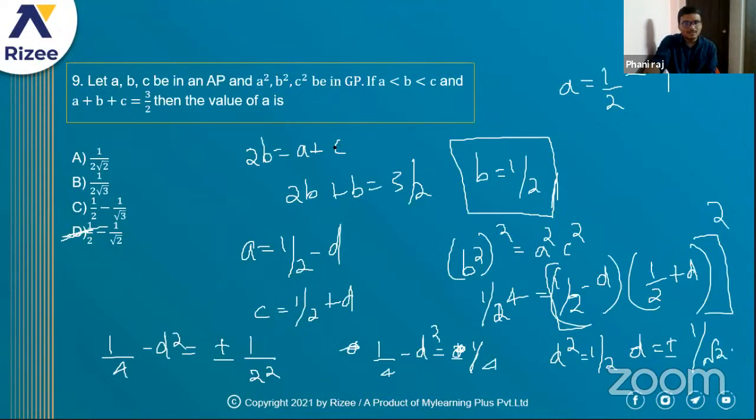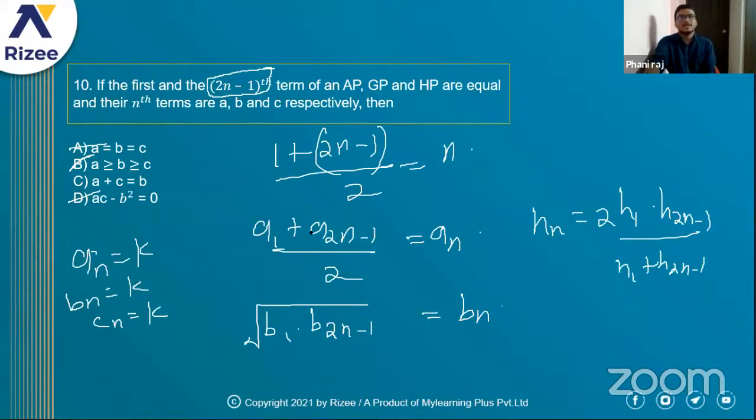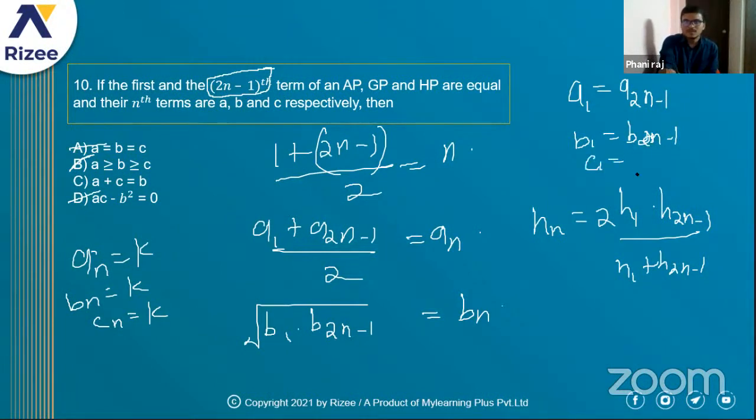How is A correct? You see, A1 equals B1 equals H1, right? If the first and 2n minus 1 terms of AP, GP, HP are equal, that means A1 equals A2n minus 1 and B1 equals B2n minus 1, C1 equals C2n minus 1. Correct? When you substitute this, you get what?